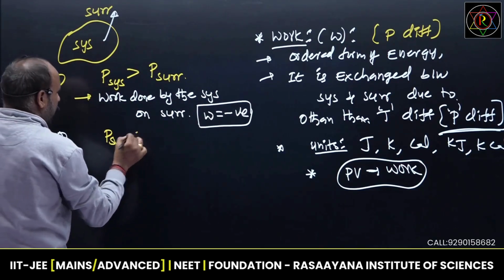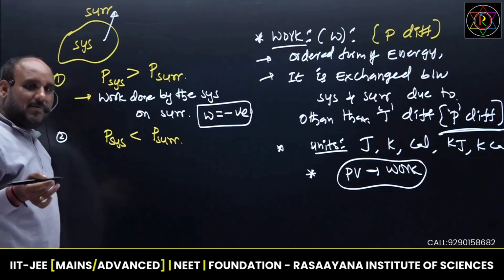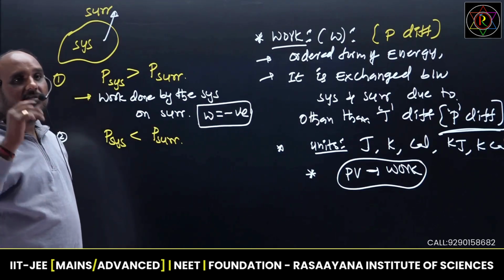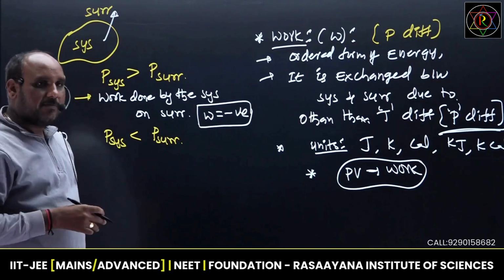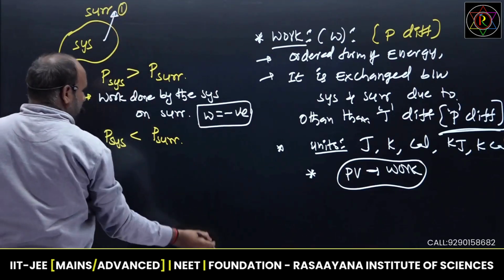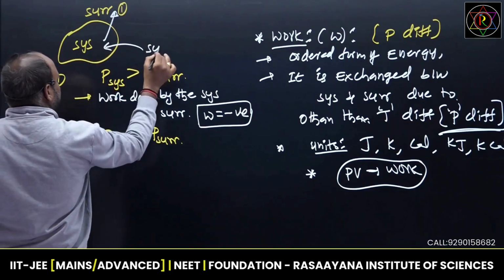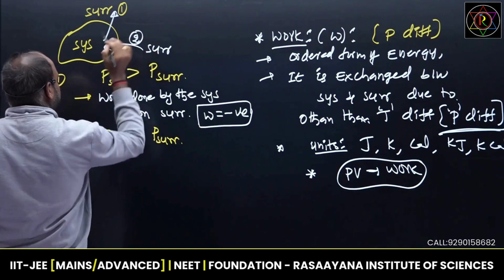So coming to the second situation, that is if the surroundings pressure is more, the pressure of the system will be less than the pressure of the surroundings. Now the surroundings pressure is more, which means some of the pressure is transferred from the surroundings to the system. So this is the first situation. What about the second situation? The reverse, from surroundings to system. This is the second situation.